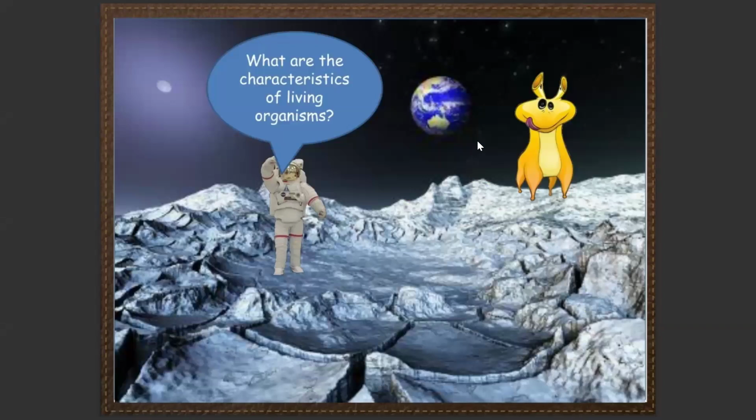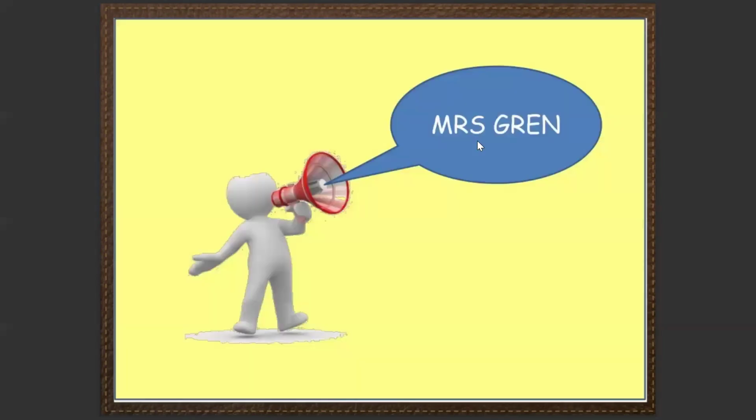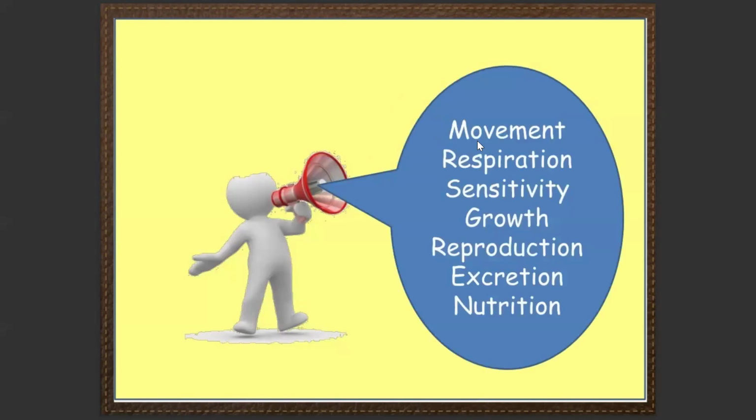It has respiration, growth, it excretes. Respiration, growth, they can excrete, they can respire, movement. Okay, so these are the basic things. Movement, respiration, sensitivity.